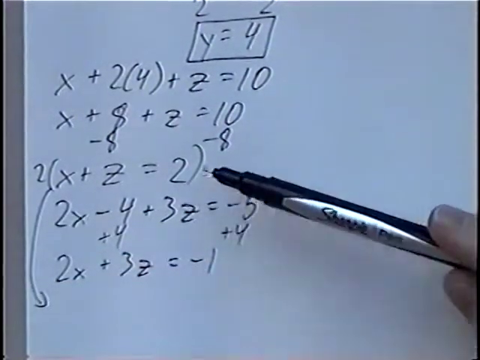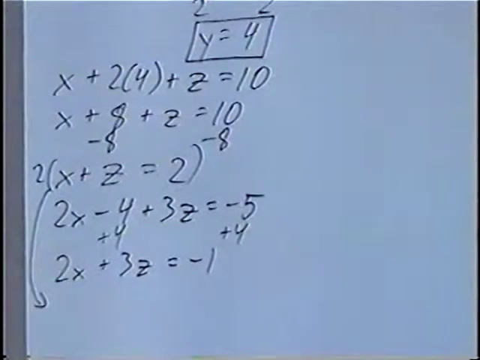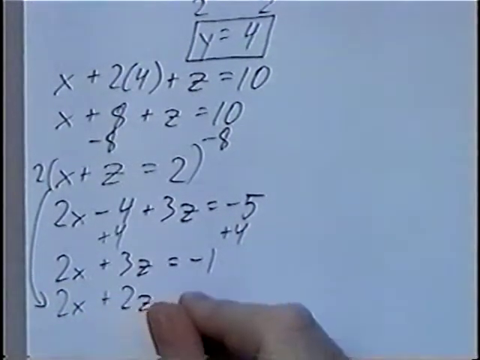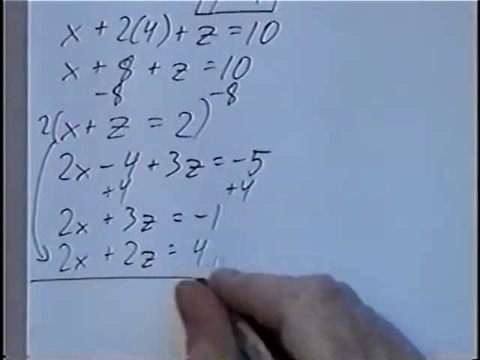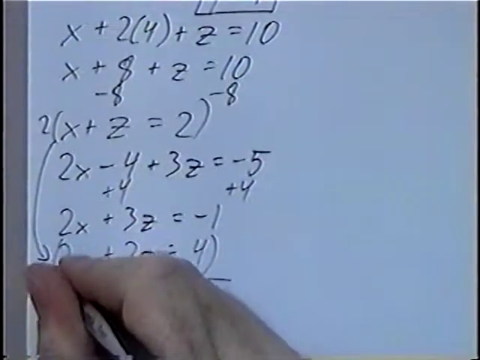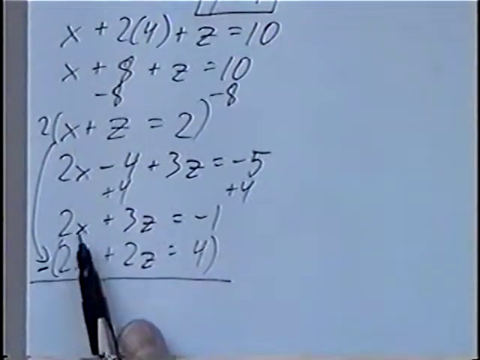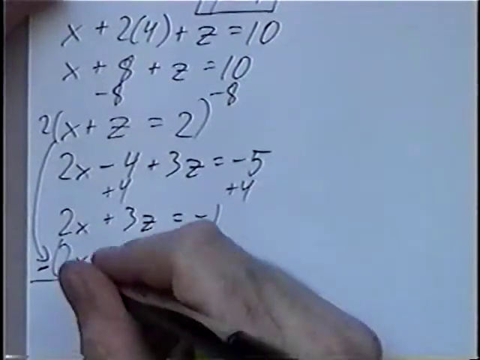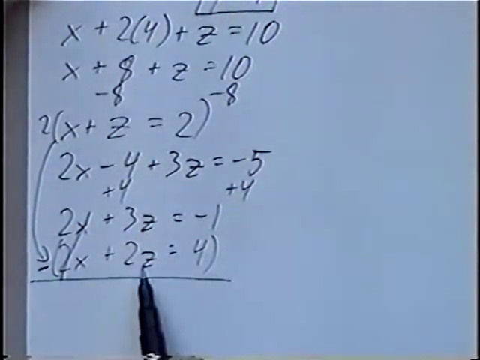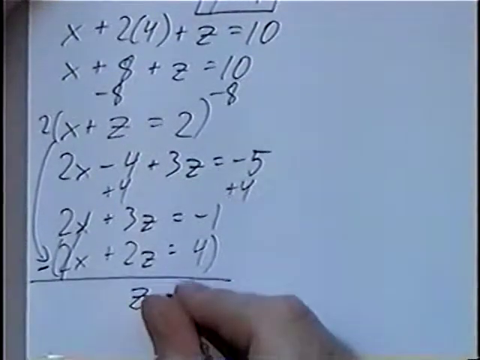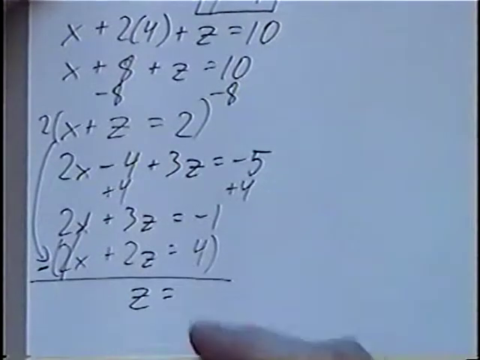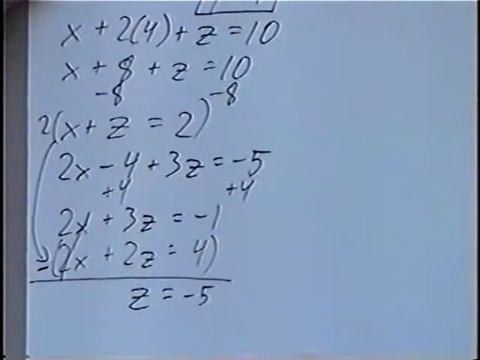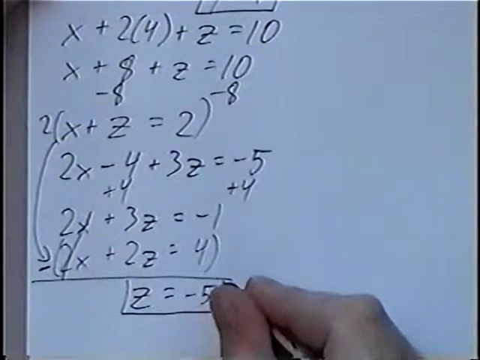So taking the equation x plus z equals 2, we'll multiply by 2, which will be 2x plus 2z equals 4. And again, using elimination, we can subtract these two equations. So 2x minus 2x would cancel. 3z minus 2z would be 1z, or just z. And negative 1 minus 4 would be negative 5. So our second answer, z equals negative 5.